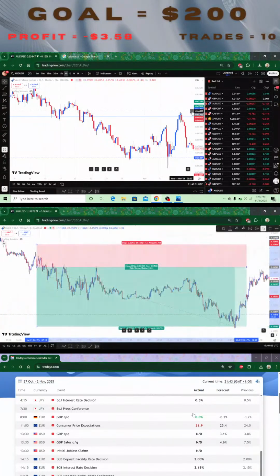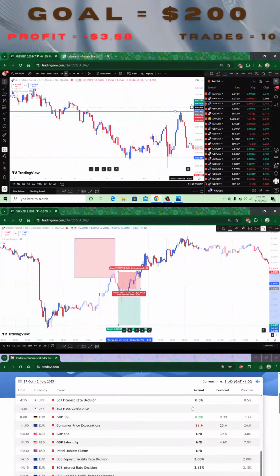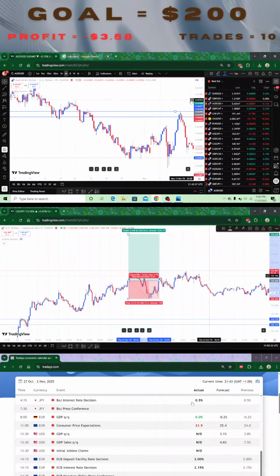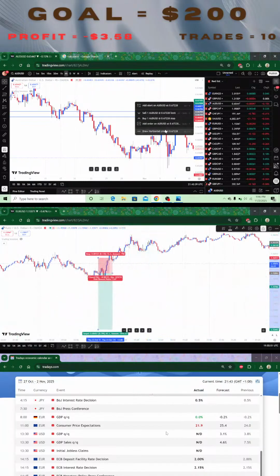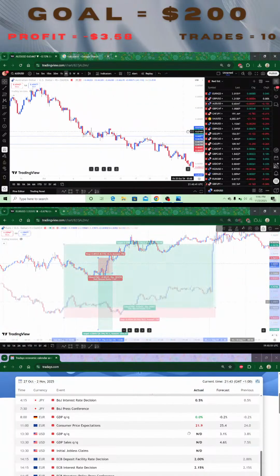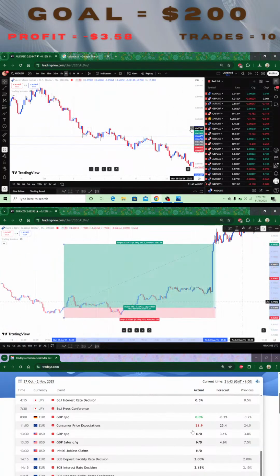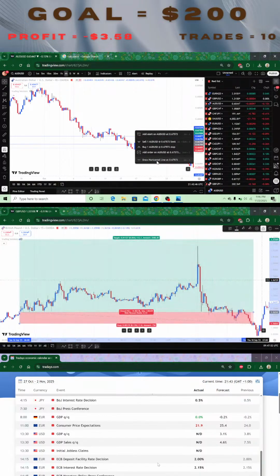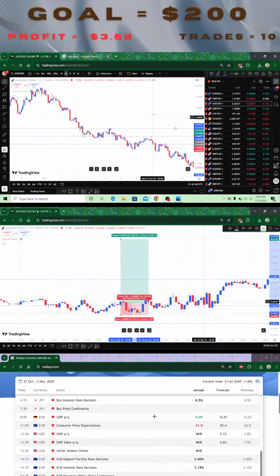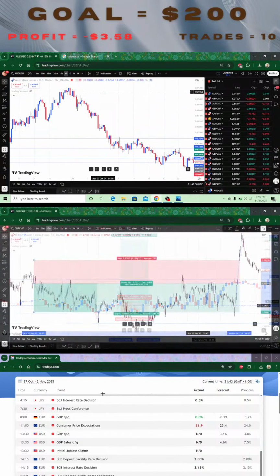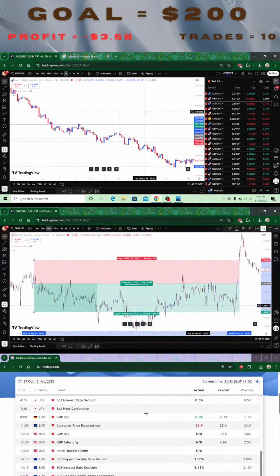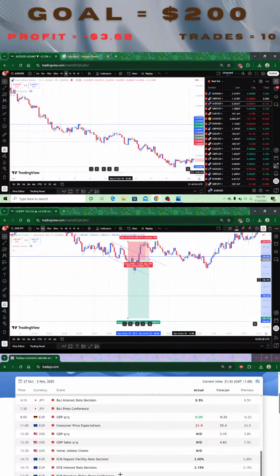First peak is this one. The next one is this one. The next one is this one. Okay. All these peaks are beautiful. Let's go back.